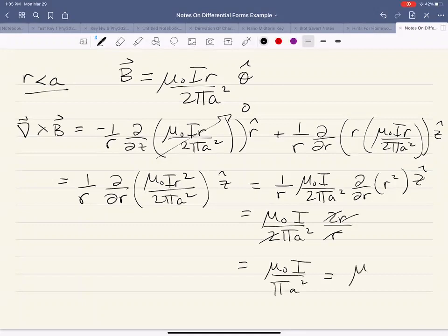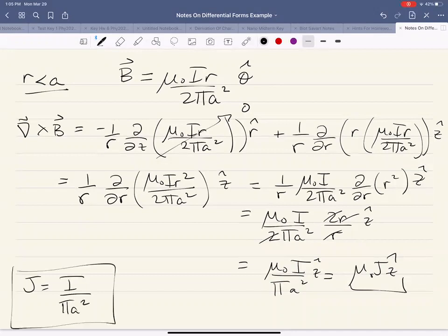And that is mu naught j. Because J is the current density, which is the current divided by the cross-sectional area, which is I over pi a squared. So we're done. We proved it's true.